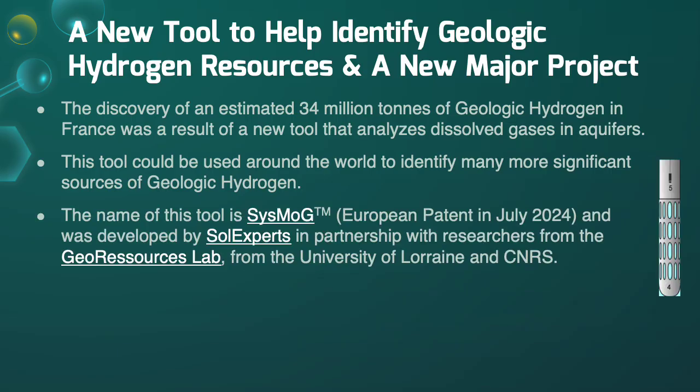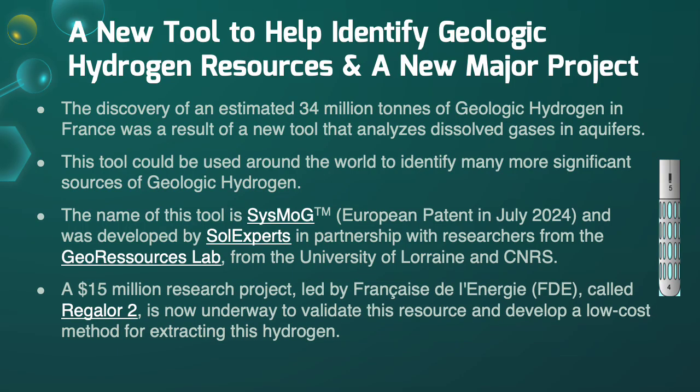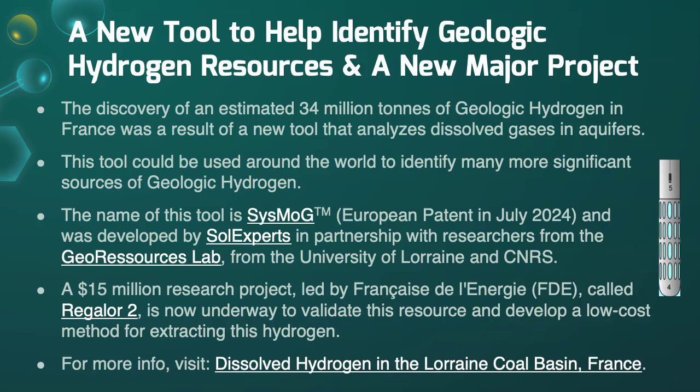Called CIS-MOG and patented in Europe in July 2024, it was developed by Seoul experts in partnership with researchers from the Geo-Resources Lab, from the University of Lorraine and CNRS. A $15 million research project, led by Française de l'Énergie or FDE, called Rigolor 2, is currently underway to validate this resource and develop a low-cost method for extracting this hydrogen. For more information on the discovery of hydrogen resources in the Lorraine Basin and on the researchers' future projects, see the slideshow, Hydrogen Dissolved in the Lorraine Coal Basin.